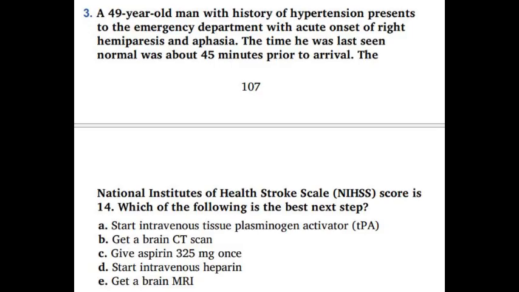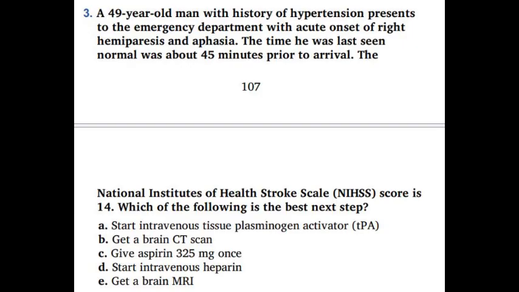But let's look at the options. A, start IV tissue plasminogen activator. B, get a brain CT scan ASAP. That's what I'll go with. C, give aspirin 325 milligram once. D, start IV heparin. And E, get a brain MRI.